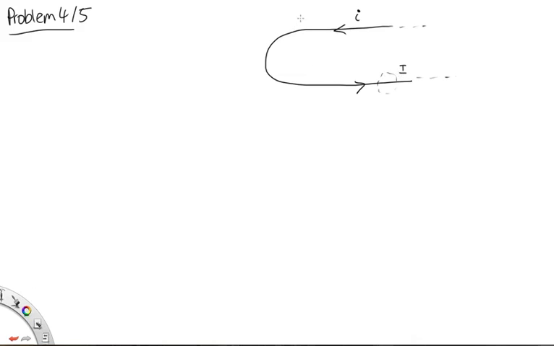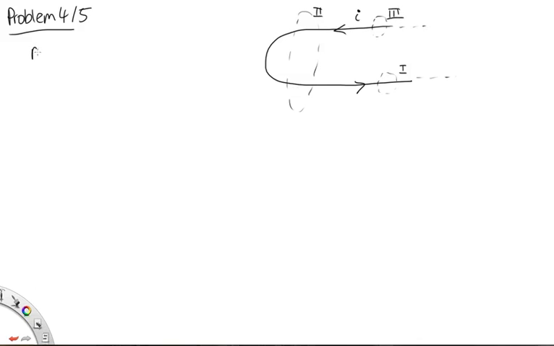Problem 4 for 1221 or 5 for 1231. In this problem we're given current flowing along a loop of wire like this. The current has magnitude I and we're asked to use Ampere's Law to qualitatively describe the 3 paths shown in the figure. So our 3 paths are, we've got path 1, we've got path 2, and we've got path 3.